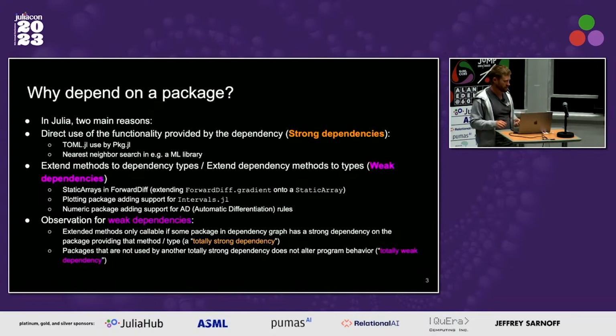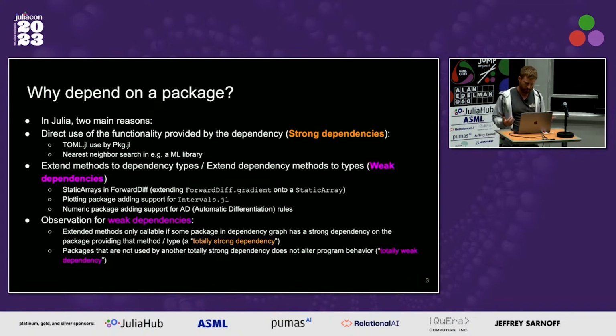reason why you would depend on a package. But the second reason is a little bit different, and that is you only want to extend methods to types in your dependency. So you want to provide a bit of extra feature, but you're not actually using that dependency directly. You're not calling into that dependency. And this is what I call a weak dependency. An example of that could be StaticArrays in ForwardDiff, where ForwardDiff accepts a static array into its gradient method, but it doesn't use static arrays itself in any way.